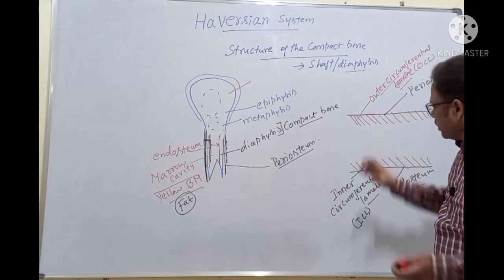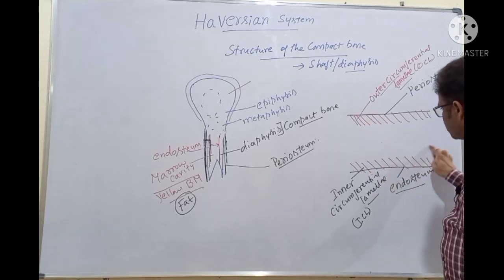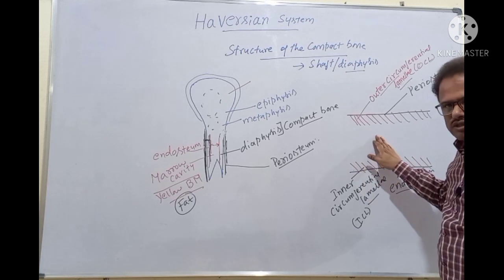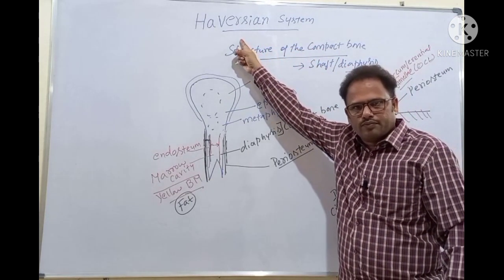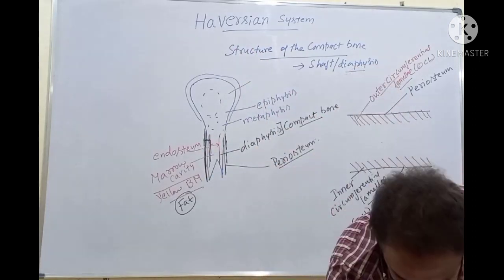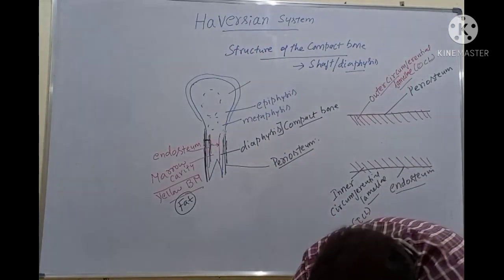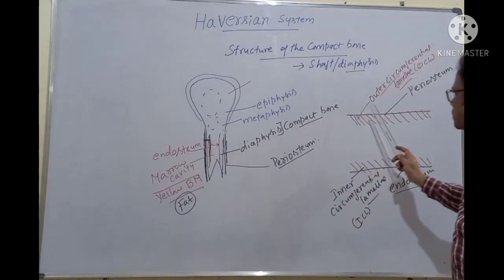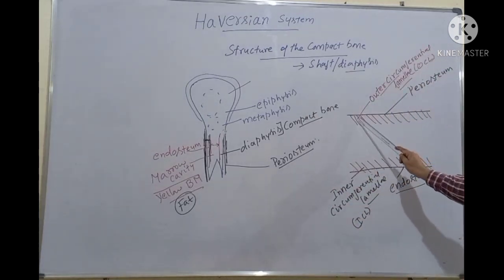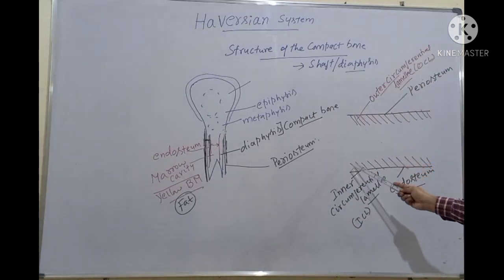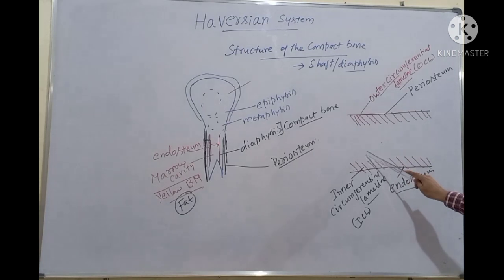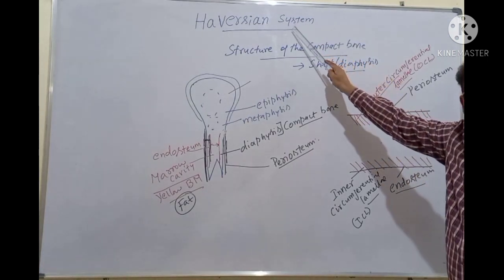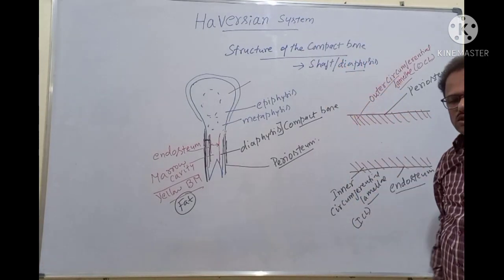Now, you may be wondering what is present in this region here. This space is there. What is that? That space is occupied by the Haversian system. Clear, students? So this is the periosteum, outer circumferential lamellae, endosteum, inner circumferential lamellae. This entire part which is not filled here is called the Haversian system. Now what is the Haversian system made of?